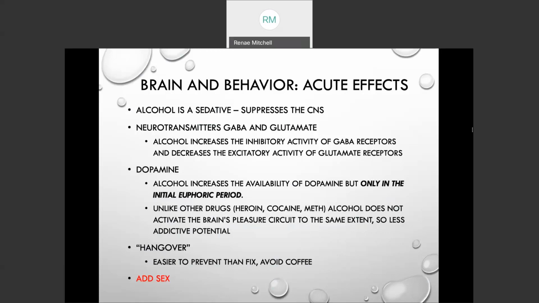Another general tip is to avoid coffee for hangovers, or anything that is further dehydrating, because that is another big component of why people experience hangovers.